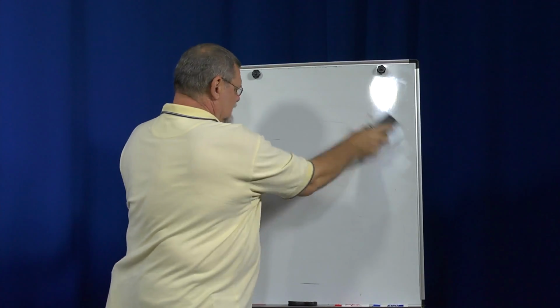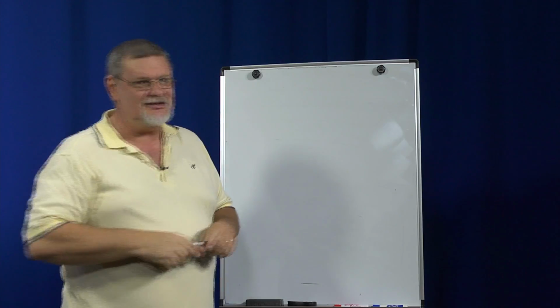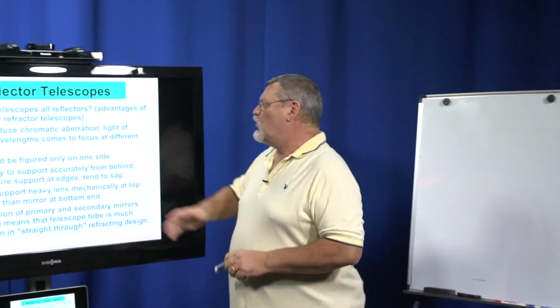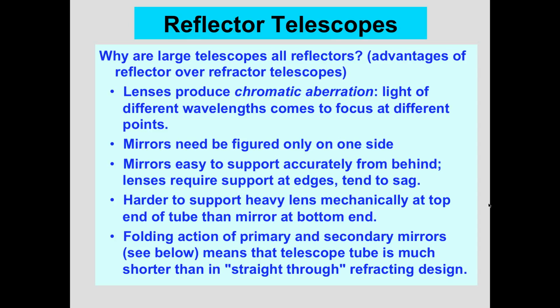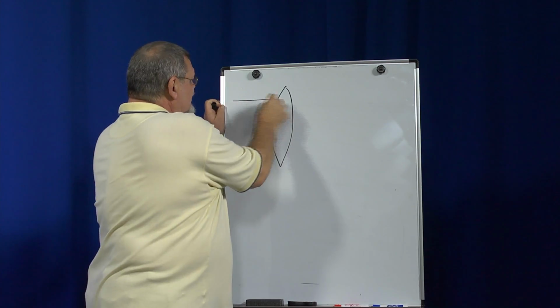So this slide here sounds like a great test question. Why are large telescopes all reflectors? What is the advantage of reflector telescopes over a refractor scope? Lenses produce chromatic aberration. Light of different wavelengths come to focus at different points. What we mean by that, here is my lens. The light ray comes in.